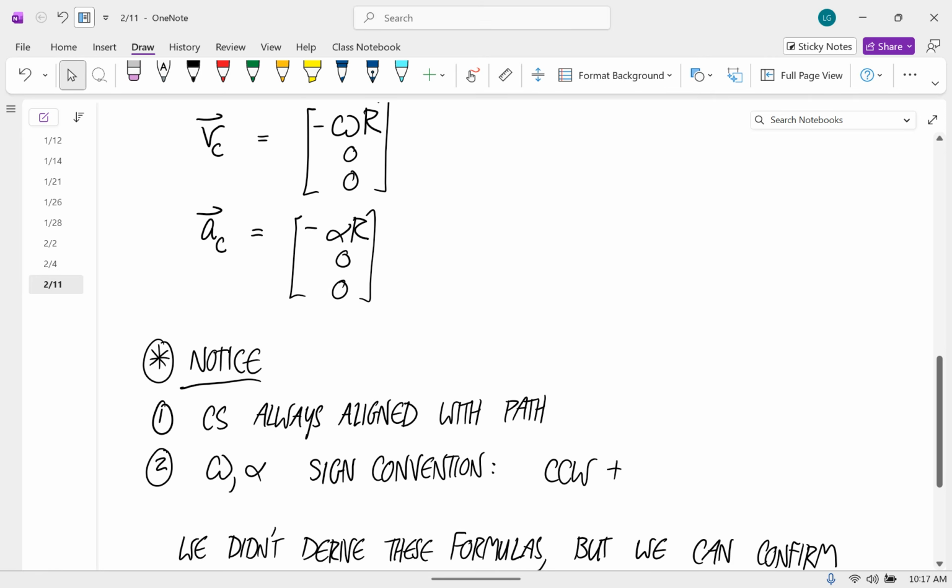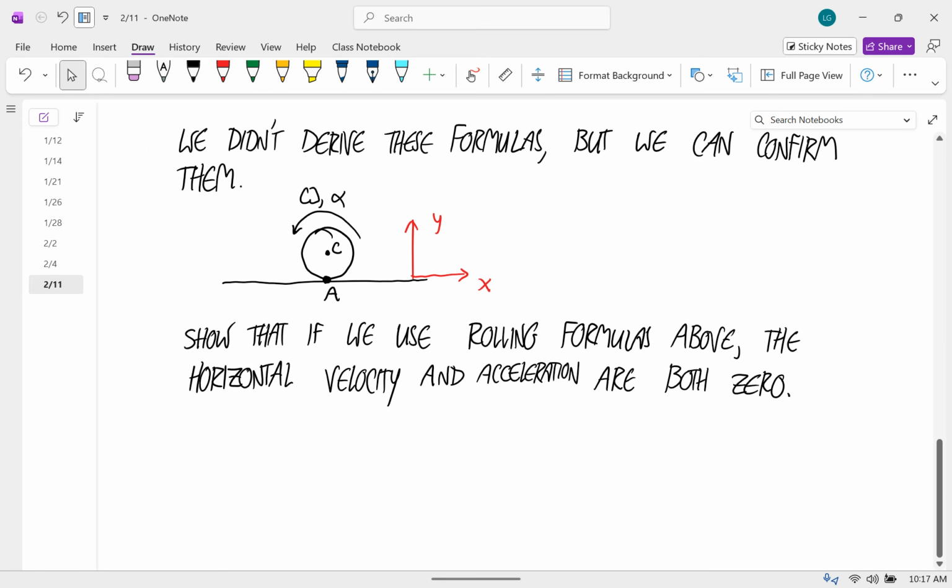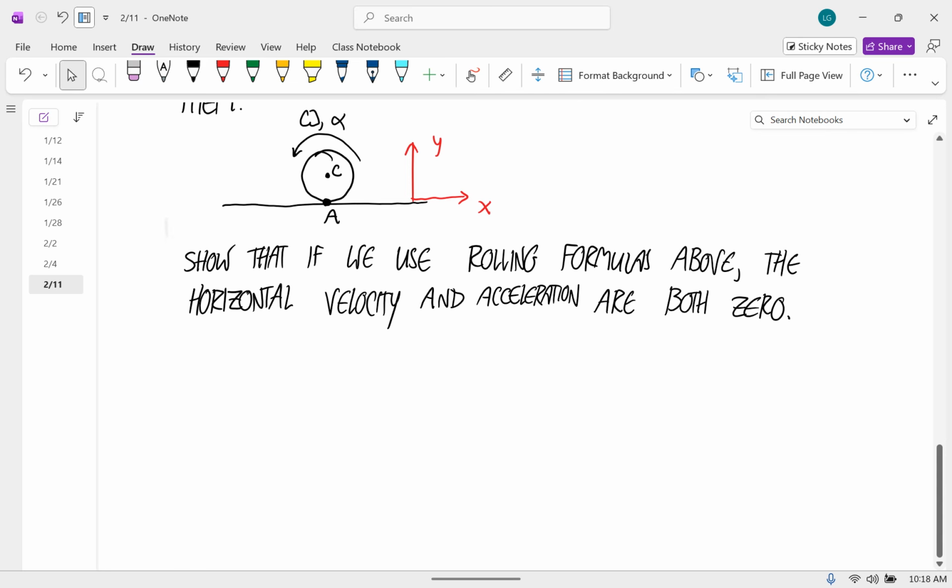Okay. So what we're going to do is assume that the center has this motion, and we're going to use that to calculate the velocity and acceleration of the point A. And the horizontal components need to be 0, or our definition of rolling without slipping is violated. Okay? So we use the formula relating C to A. Yeah, exactly. The relative motion equations. That's what we're going to do.